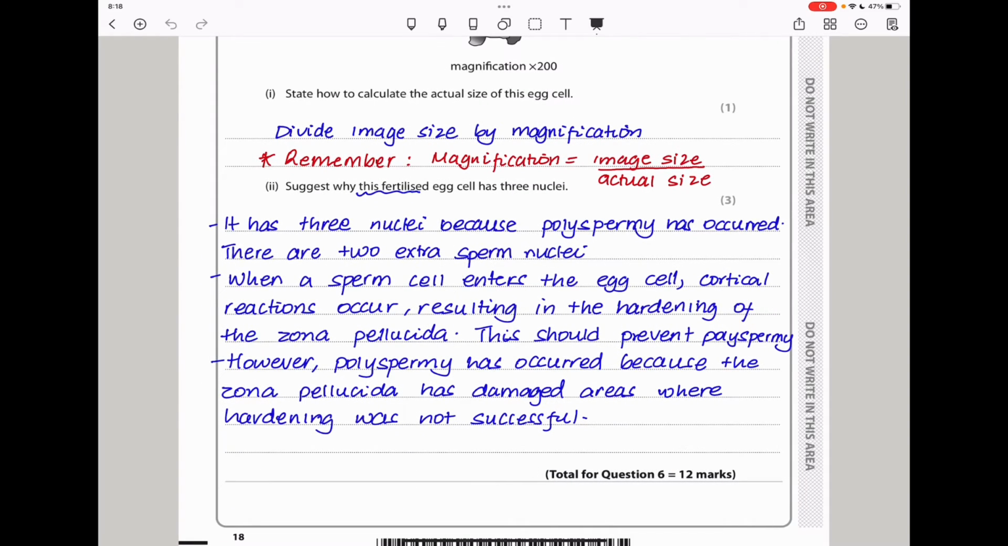Down here they say, suggest why this fertilized egg cell has 3 nuclei. I said it has 3 nuclei because polyspermy has occurred. There are 2 extra sperm nuclei inside that. When a sperm cell enters the egg cell, cortical reactions occur resulting in the hardening of the zona pellucida, and this prevents polyspermy. However, polyspermy has occurred because the zona pellucida has been damaged, or the damaged area around the zona pellucida did not harden successfully.